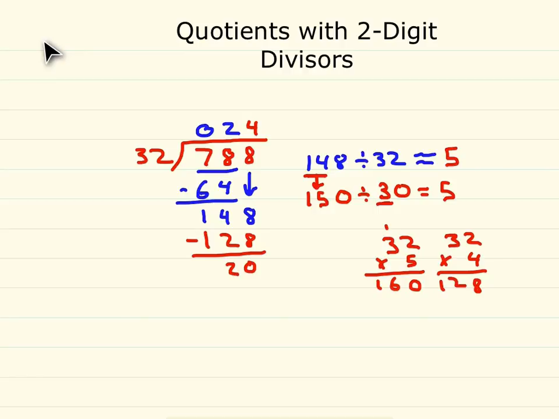And again, 20 is a fairly large difference. However, it's still lower than our divisor, so we're correct. Since there's nothing left to bring down, we have a remainder of 20. And our quotient then is 24 remainder 20.